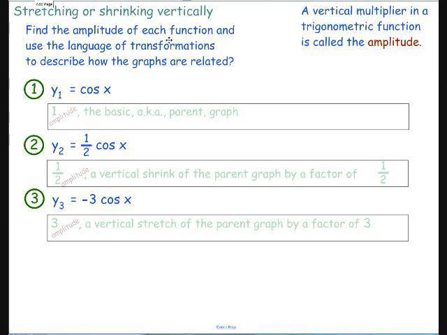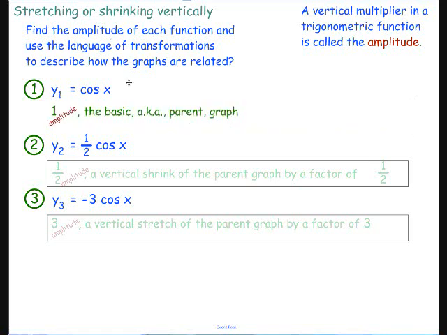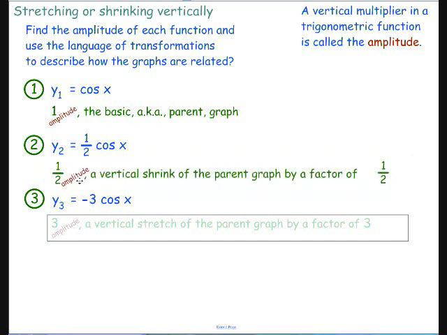Find the amplitude of each function and use the language of transformations to describe how these graphs are related. Okay, let's see. This first one, we've got the parent function, what I call the parent function. Its amplitude is 1. The second one, this is cosine. We've got an amplitude of 1/2. This is a vertical shrink of the parent graph by a factor of 1/2.